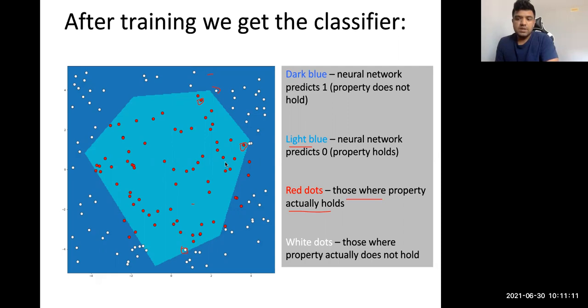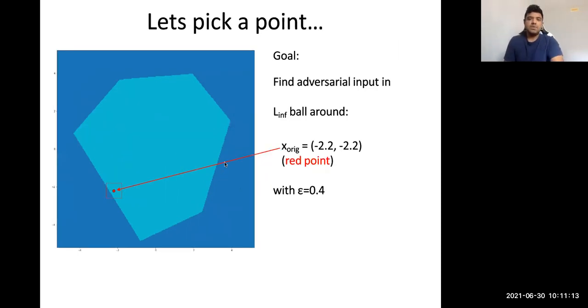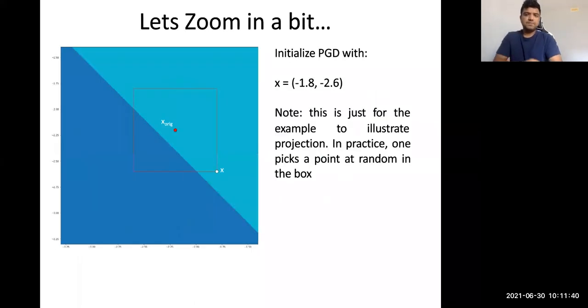So let's look into this further. Let's say we choose a point under an L infinity ball. The L infinity ball would again be a range, this box range, and our epsilon, which is the radius of this box, is our L infinity ball radius. And we pick a point, these two points, and let's zoom into the point.